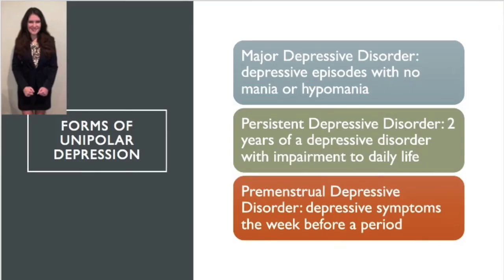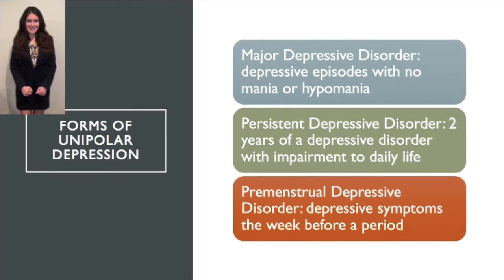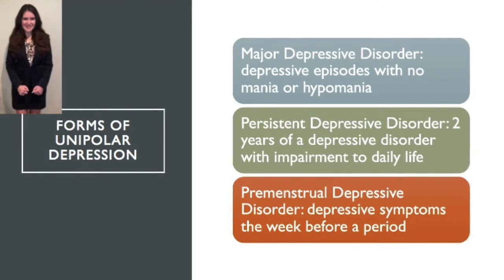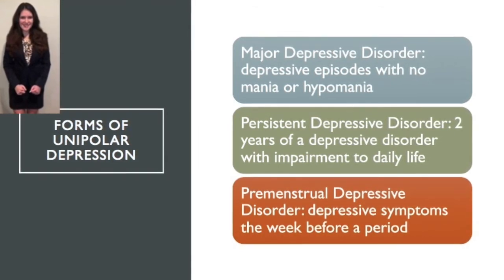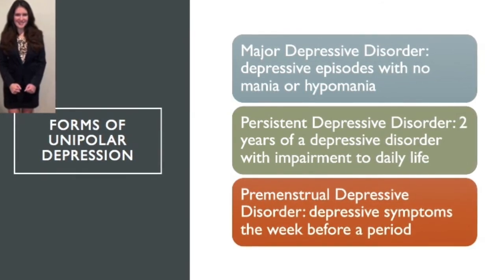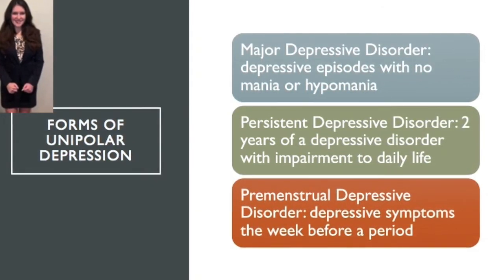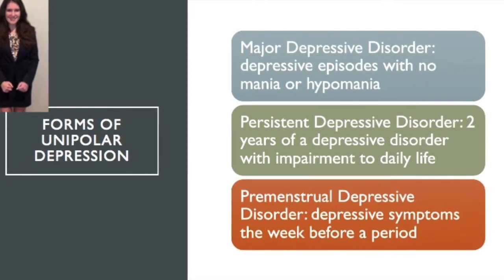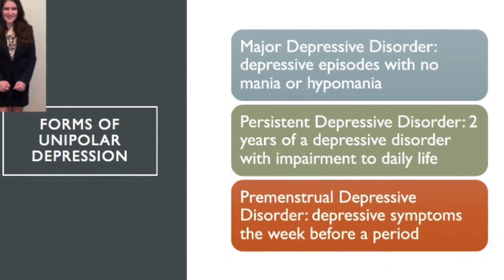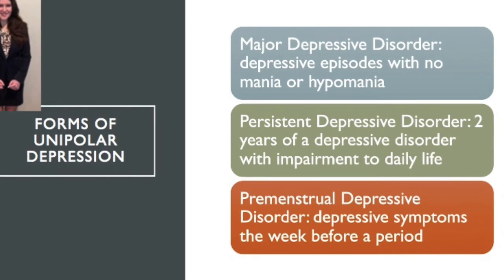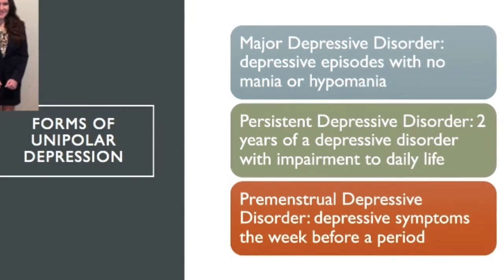There are 3 forms of unipolar depression, and they are major, persistent, and premenstrual. Major depressive disorder is when a person has major depressive episodes but no mania or hypomania. Persistent depressive disorder is when a person has at least 2 years of mild or major depression, 2 months of nonstop symptoms, and no mania or hypomania. Also, if there is distress or impairment, such as not being able to go to work, then that would be a symptom as well.